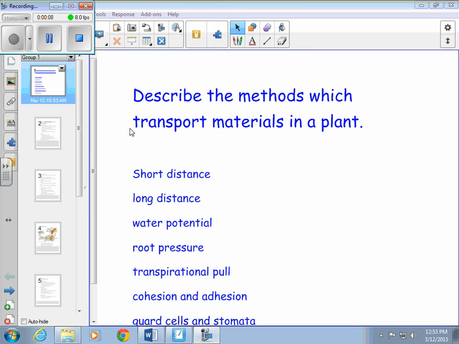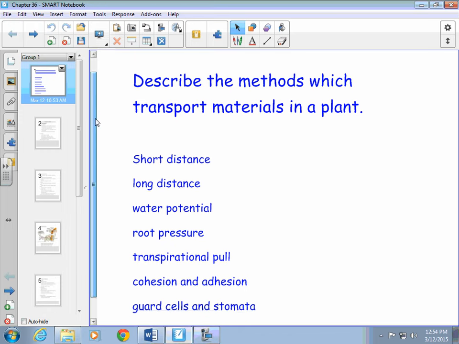This is going to be a long one, and I'm going to talk really fast, so hang on. We're going to describe the methods which a plant uses to transport material from the roots to the shoots and into the leaves.